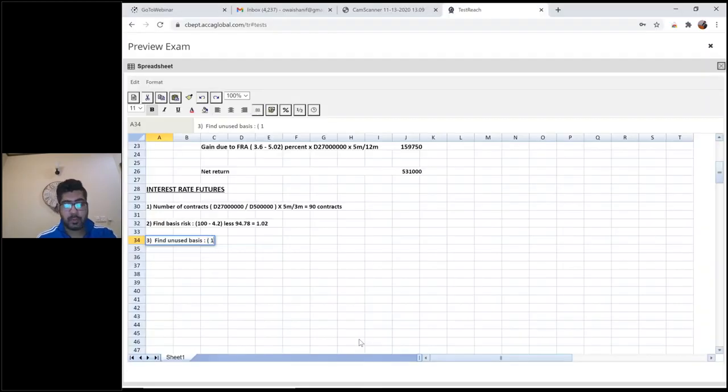So what is the basis risk? 1.02 into extra months over total months. Just try to understand how we get extra months and total months. Extra months.